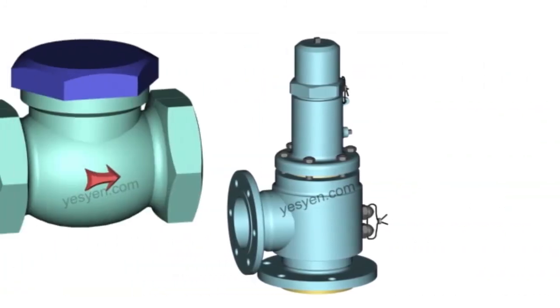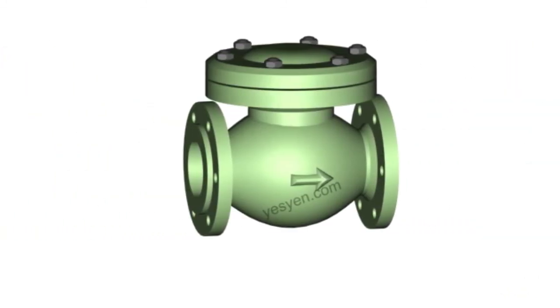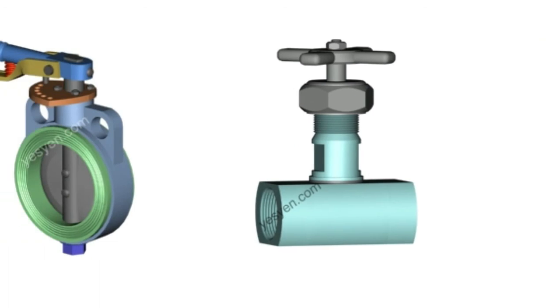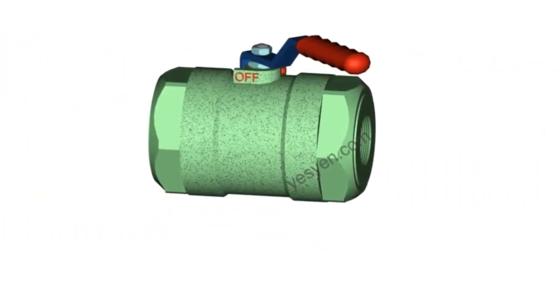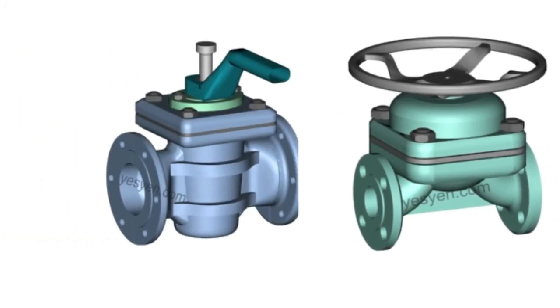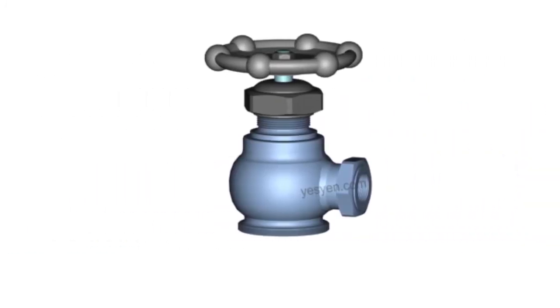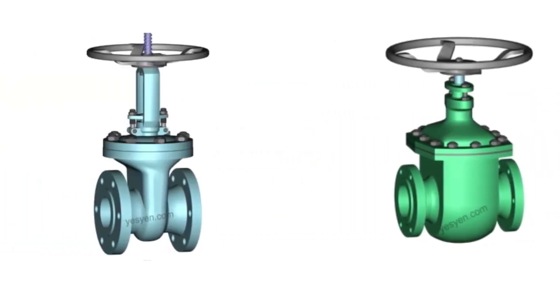Depending on the valve function, its operation may be manually initiated, or may be automatically initiated by a signal from a control device. Or the valve may automatically respond to changing system conditions. Let us take a look at how valves can be broadly categorized based on their functions.